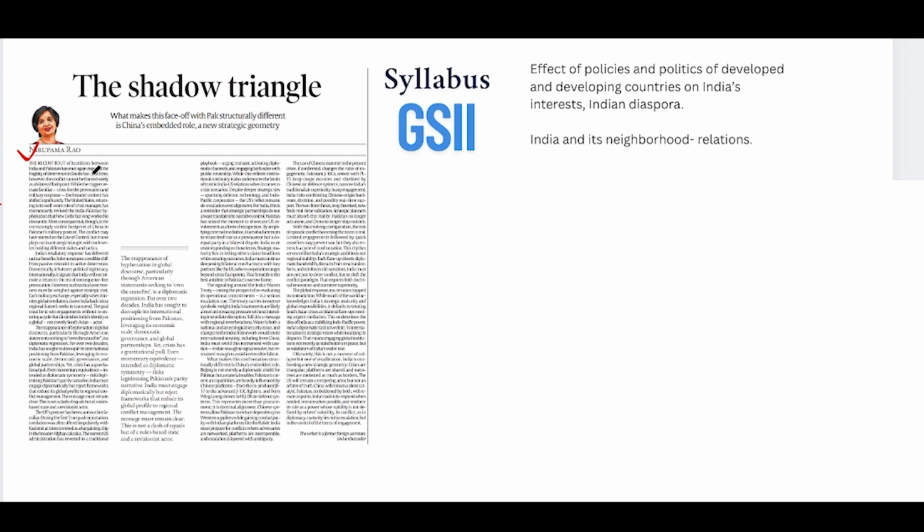Because according to her, this latest confrontation between India and Pakistan is structurally different from earlier episodes. The question is why? The answer is that now China has not only emerged as a diplomatic defender of Pakistan, but also a military enabler of Pakistan. And that's the point she wants to make in this editorial.